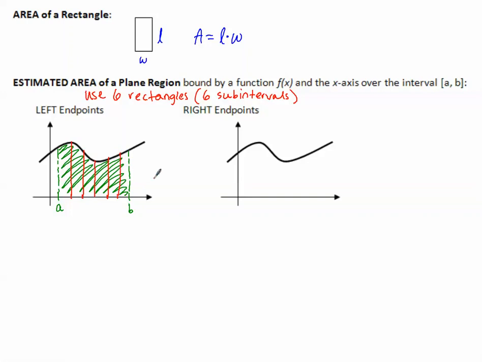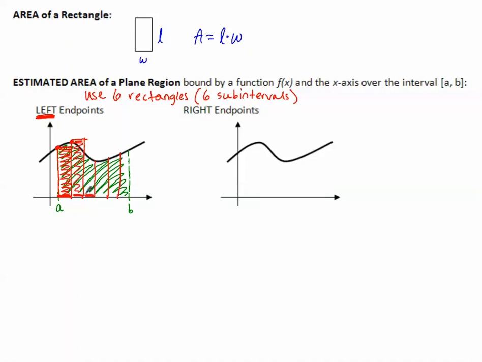When I'm going to make the rectangles using left endpoints, that means here's the first subinterval. Go to the left side of it where the beginning is. Go up to the curve on the left, find a point, go across, and come down. This right here, that's going to be my first rectangle. Again, using left endpoints, here's my second subinterval. That means go up on the left side of it. Here's the left. Go up to the curve, put a point across, and go down. This is my second rectangle.